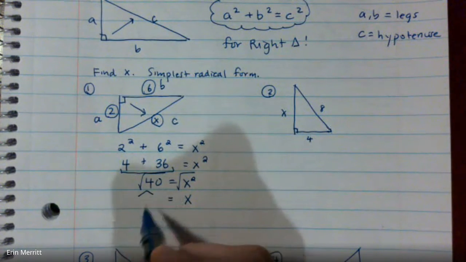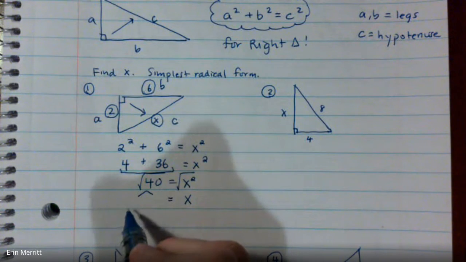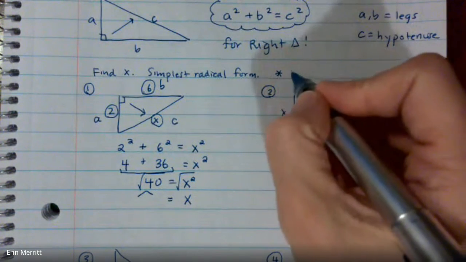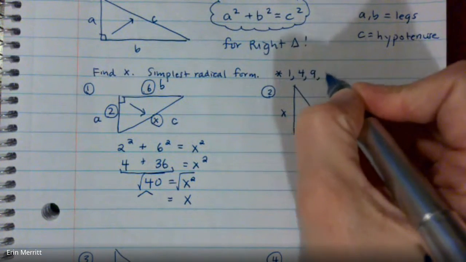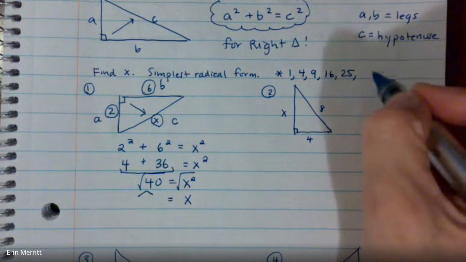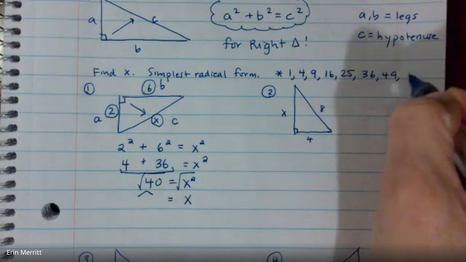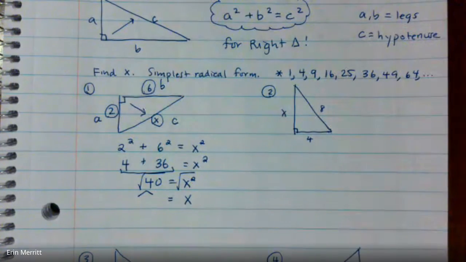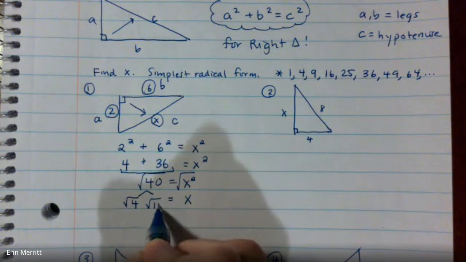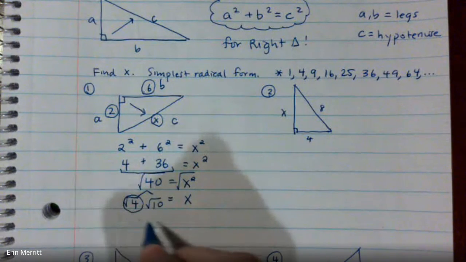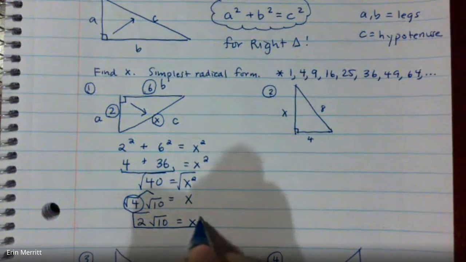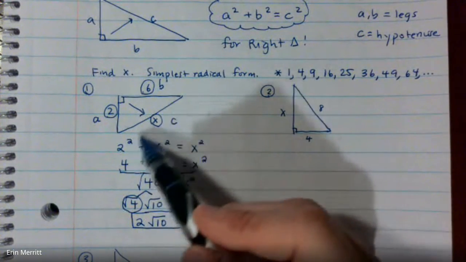For 40, we have to break it into a perfect square times the leftover. If you need to, you can always make yourself a little list on your paper of perfect squares: 1, 4, 9, 16, 25. I think if you look at the front board, there's a list of perfect squares up there right now: 36, 49, 64, and so on. So use that list to help you, all right? Here, 4 is my perfect square, 10 is my leftover, and the square root of 4 is 2. So 2 radical 10 is the value of x, or the length of that last side right there.